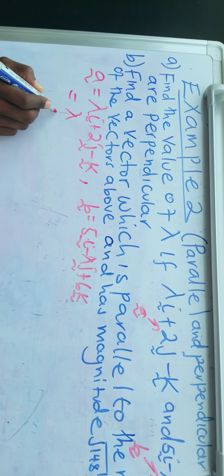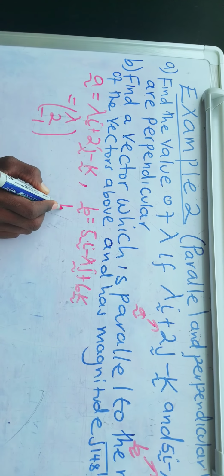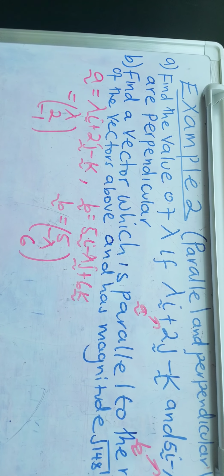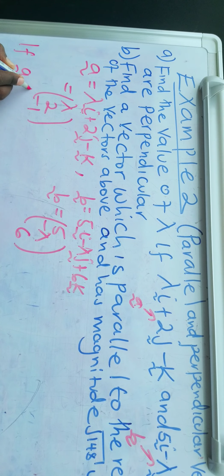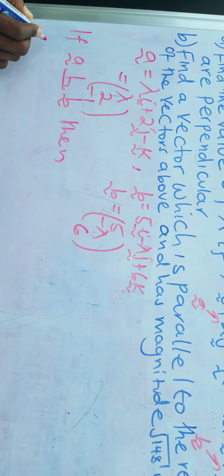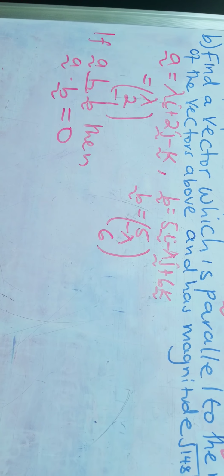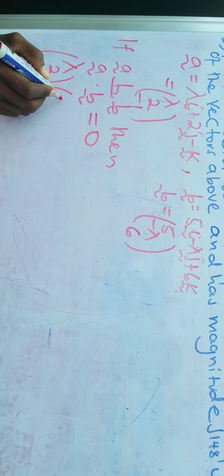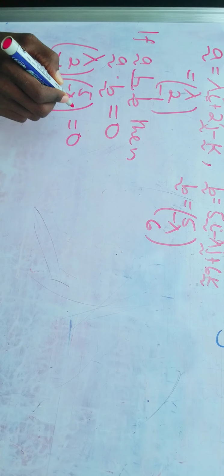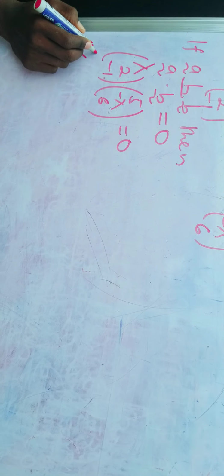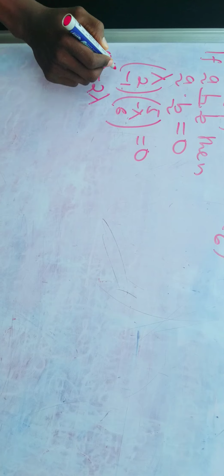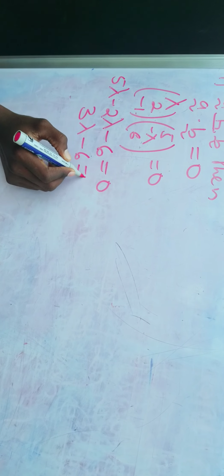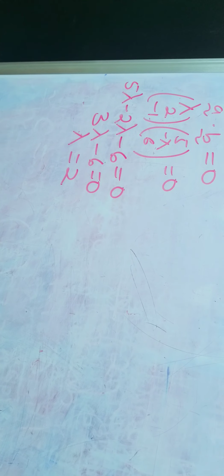We can still write this one as (lambda, 2, negative 1), and then we can write this B as (5, negative lambda, 6). So if A and B are perpendicular, if A is perpendicular to B, then we are saying our A dot B must equal 0. So this simply implies I'm going to dot (lambda, 2, negative 1) with (5, negative lambda, 6), and equate this to 0. I'll end up having 5 times lambda, which is 5 lambda, 2 times negative lambda, minus 2 lambda, negative 1 times 6, minus 6, and this is 0. I'll end up having 3 lambda minus 6 being 0, and therefore lambda becomes 2. So that becomes our value for lambda.